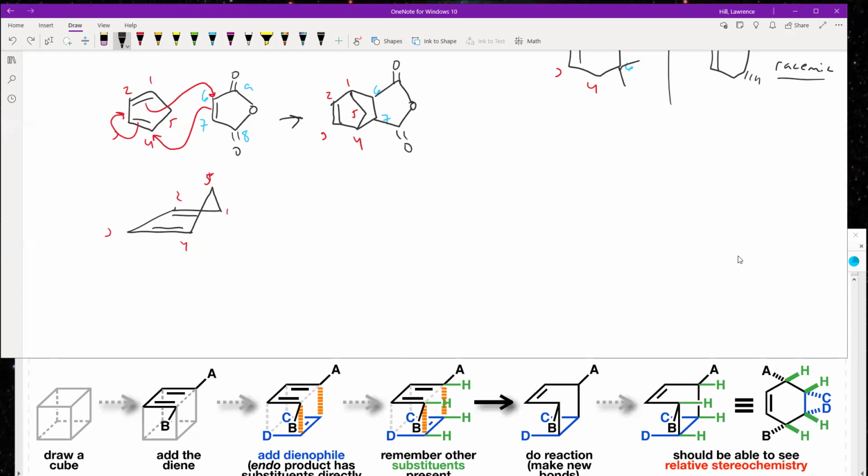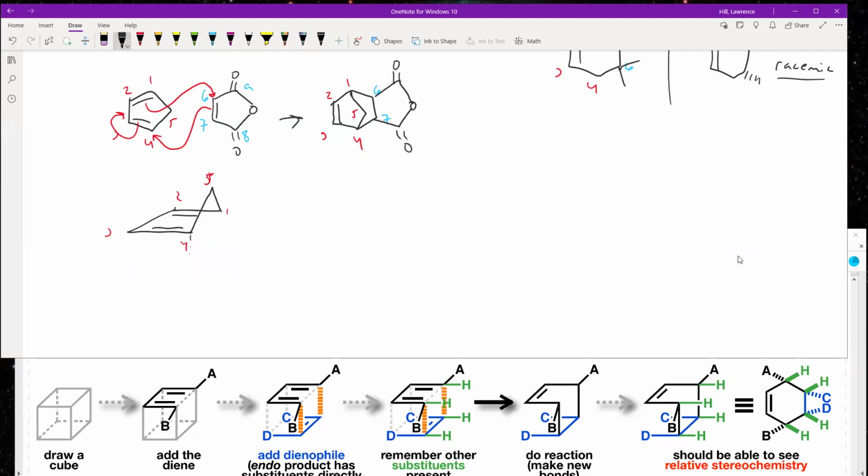Now I made a mistake there. So think about how you draw a cube. You would draw a cube something like this. Something like that. And your dienophile ends up being right here. That's your dienophile, and these end up being your electron withdrawing groups. Let me get rid of all that and draw it in for real.